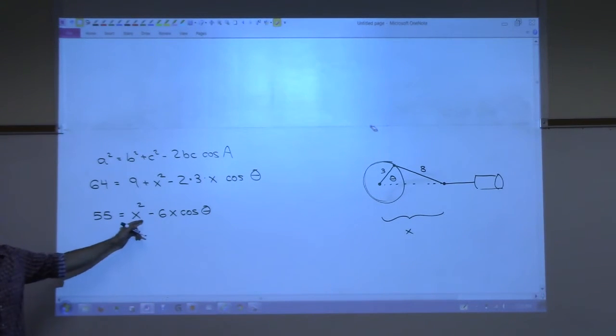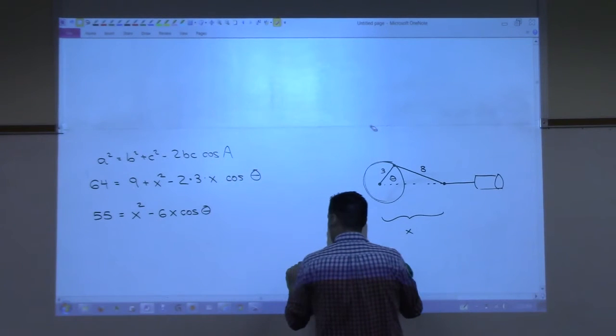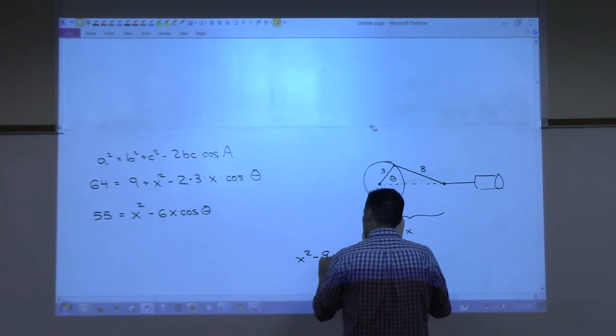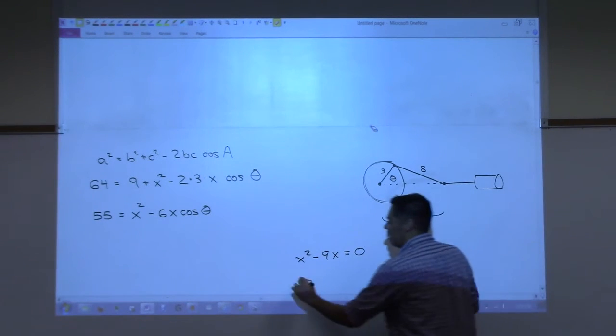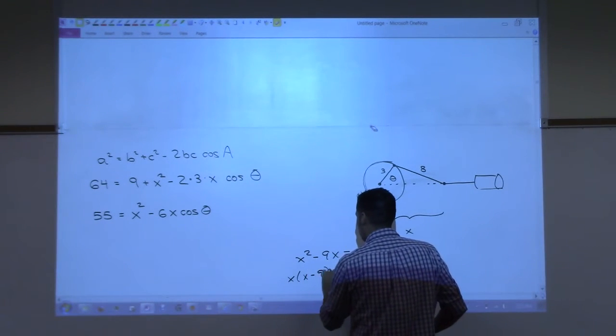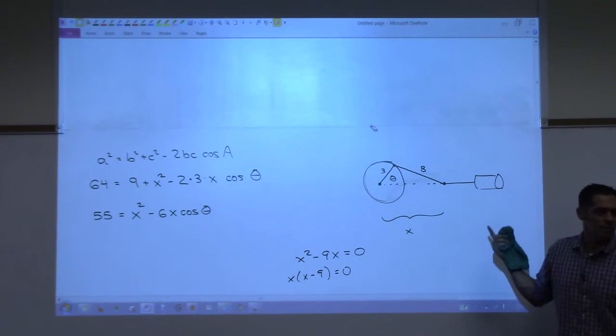Okay, you could factor an x out here, right? And that's usually something we would do if this thing was equal to 0. Let me go back and explain. If I said x squared minus 9x equals 0, then you would factor an x out, you'd go x times (x minus 9) equals 0, and then you set them both equal to 0 and you're done.